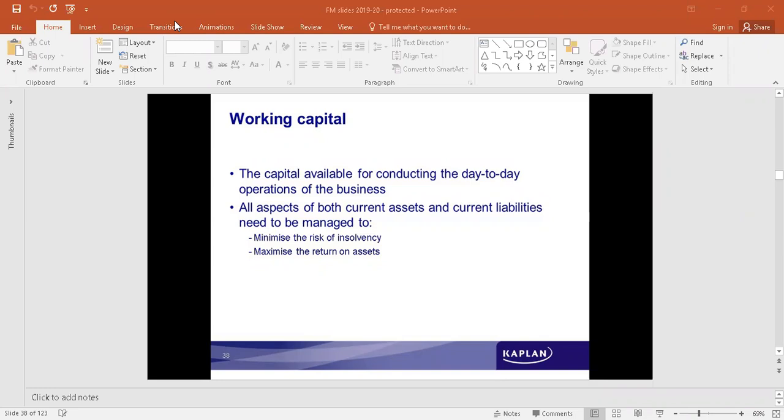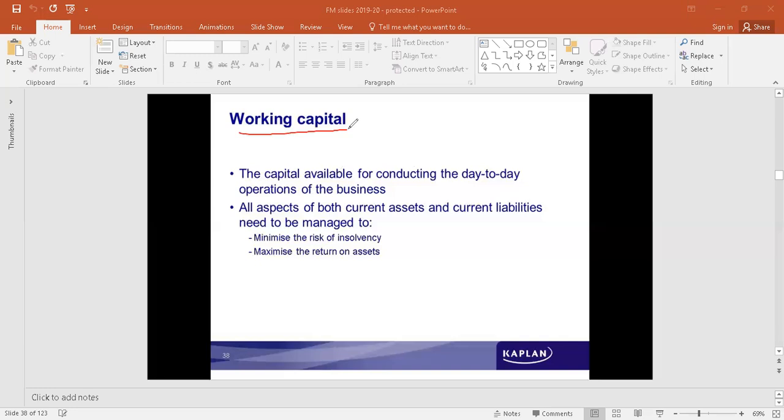So the operation has to be carried on every single day. Some amount of activity, main operation, has to be carried on. But that operation, that activity, if it has to be carried on, it should be supported by some amount of capital. Okay, so the capital available for conducting the day-to-day operations of the business is called working capital. So some amount which is there with which they can run the business.